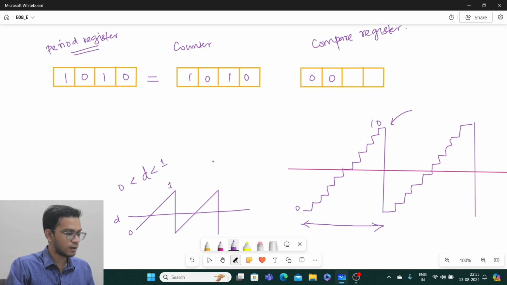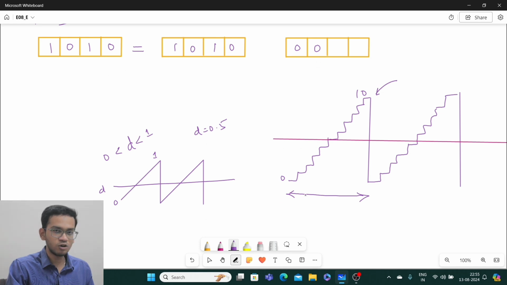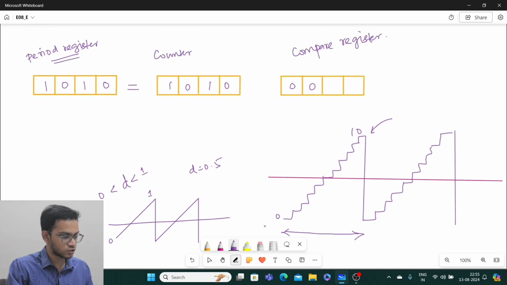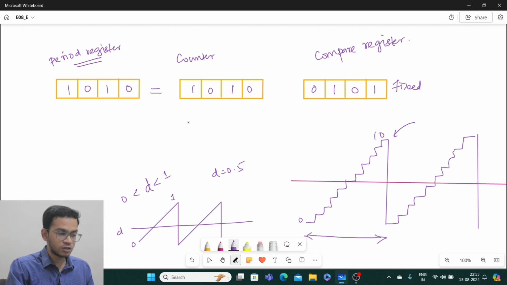That means when I'm talking about a duty ratio of 0.5, I mean the number 5 here. So to produce a PWM of duty ratio 0.5, I will store the value 5 here, which is 0101. I will store this fixed. This is not going to change. If my duty ratio is not going to change, this is going to be fixed. Now this counter keeps on changing. Again, the period register is a fixed thing. This decides your frequency, so it should be just like that, fixed.